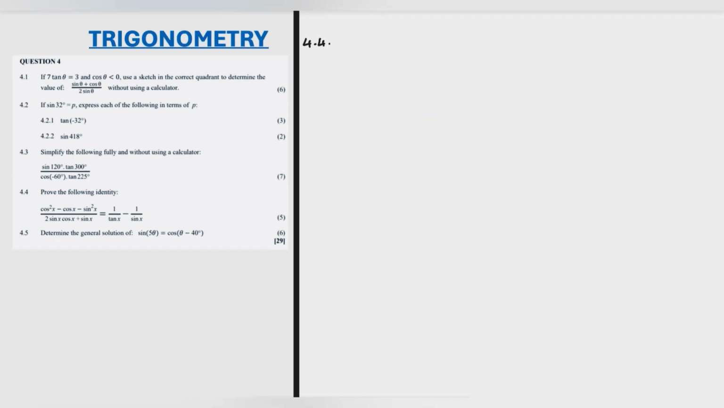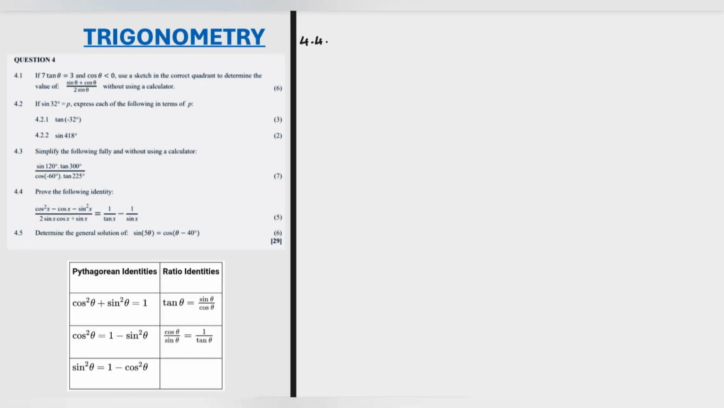Now going to the next question, 4.4, we have to prove an identity. Whenever you look at proving identities, you should first look at what your right hand side has. Our right hand side has 1 over tan x minus 1 over sine of x. That means that whatever we do, we must make sure that we always have tan and sine at the bottom.